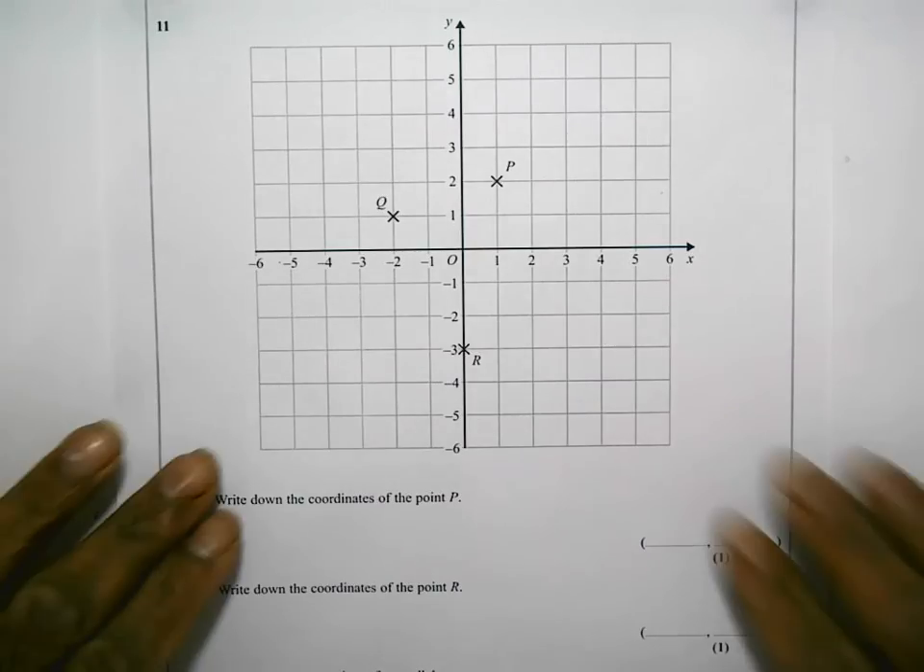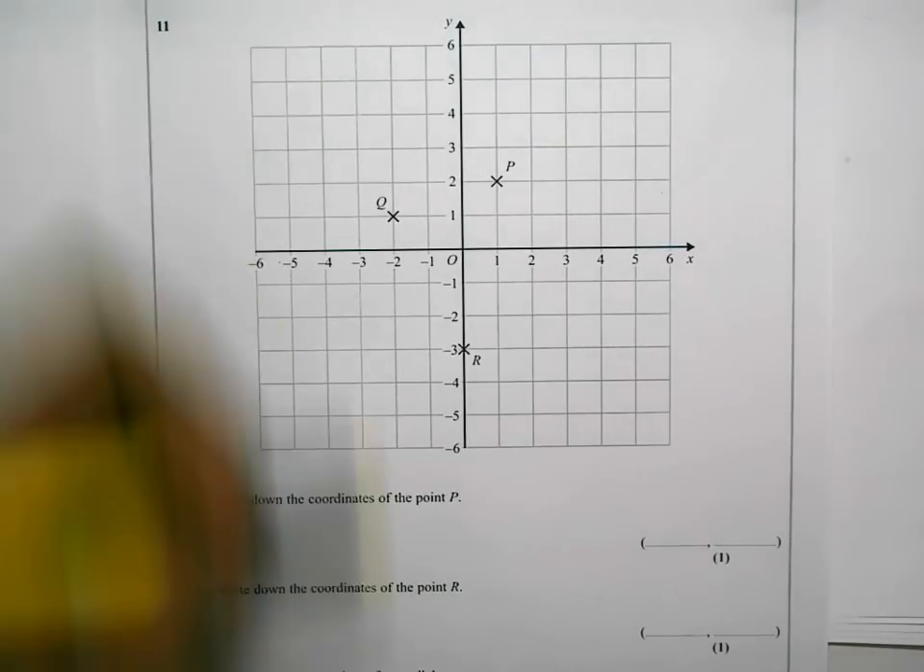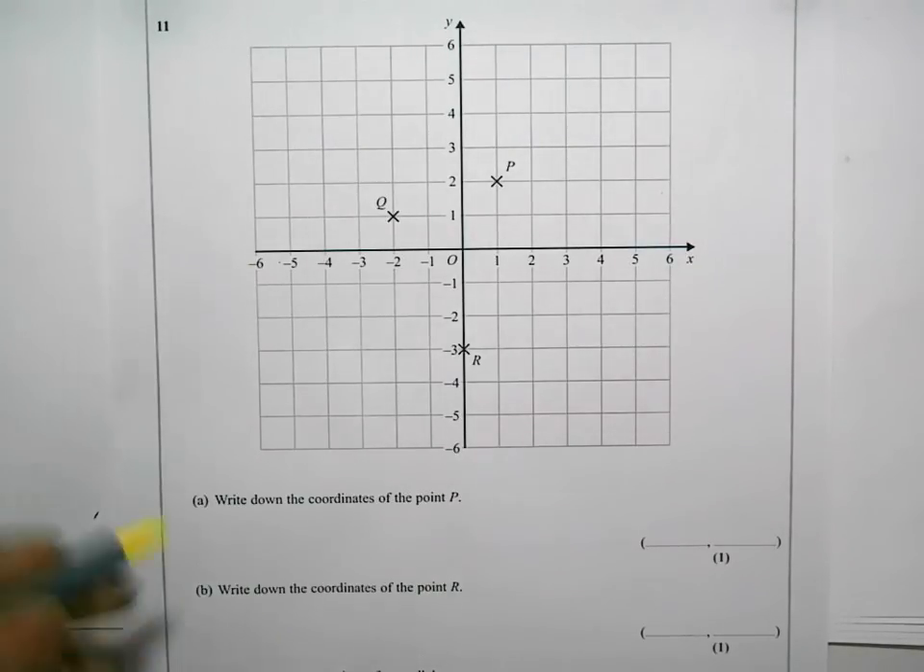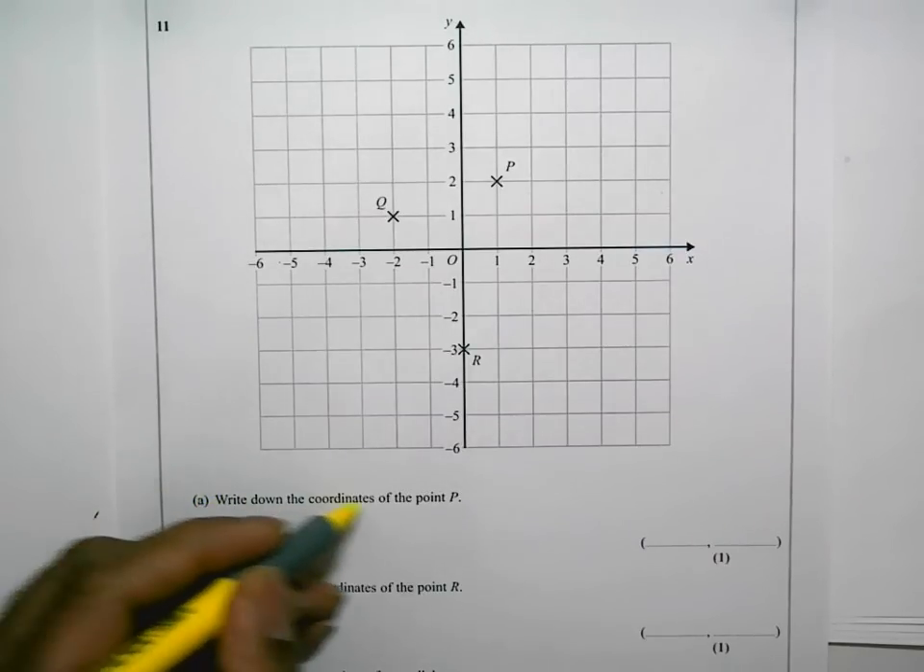Here's question 11 on the foundation non-calculator paper. There's a big grid here. The question occupies the whole page, so I've zoomed out quite a bit. So I'll move it up and down to focus on the key parts of the question. The question says, write down the coordinates of point P.